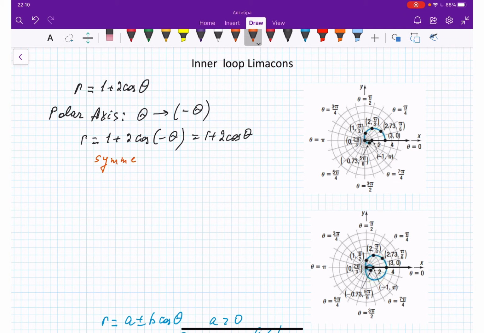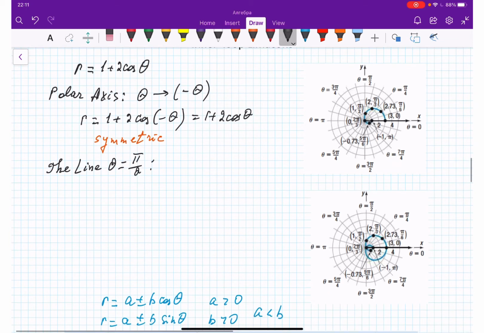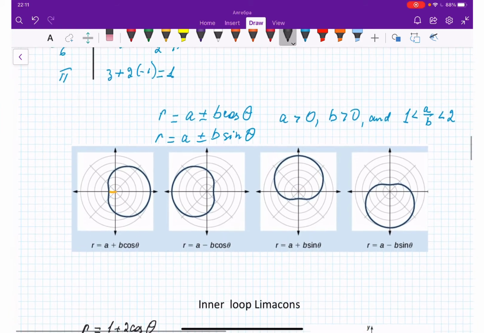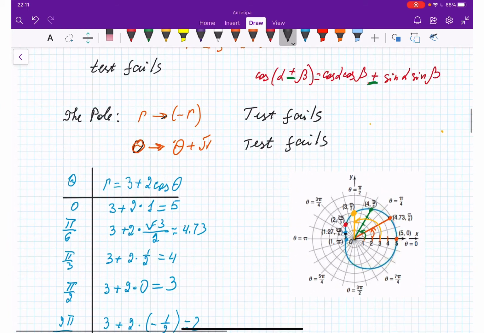We get the same equation as the original one. All right. Next one, testing the line theta is equal to pi over 2. Okay, so we are replacing theta with pi minus theta. Okay, and there is a result. We are getting R is equal to 1 plus 2 cosine, and instead of theta we plug in pi minus theta, right? And we get 1 plus 2 cosine of pi minus theta.